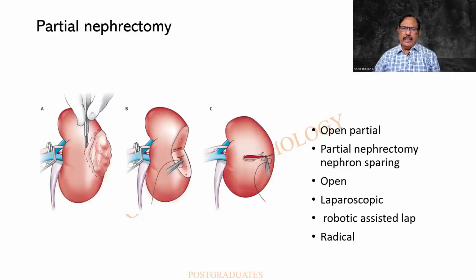This is a partial nephrectomy. So it is open partial, or sometimes it can be laparoscopic. It is called a nephron sparing surgery. It can be robotic, and the other one is called a radical surgery where the entire kidney is removed. Obviously, this is now the talk of the town.